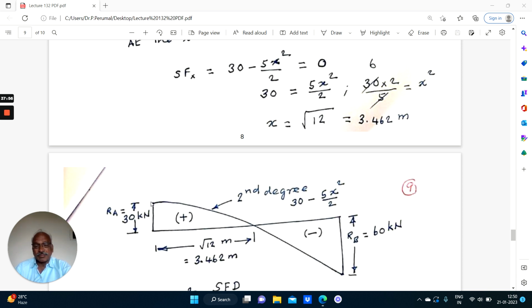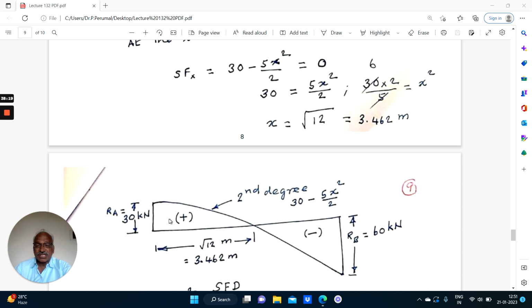So mark it upwards. And at 3.462 meters, the shear force changes sign. It becomes negative. It is minus 60. We will be stopping here. Then we have to mark the value of RB to close at the point, the horizontal line. That is how we have to mark RA, then the variation.